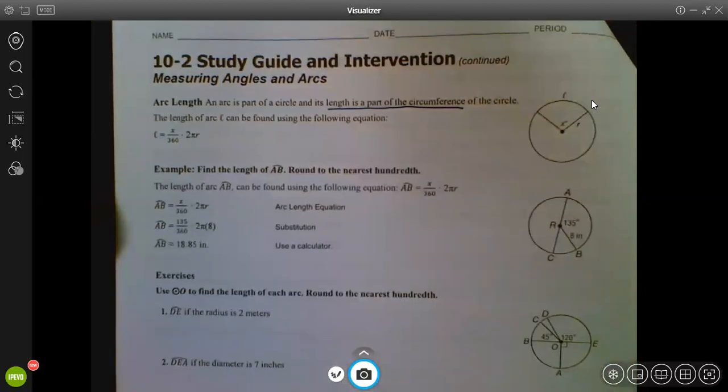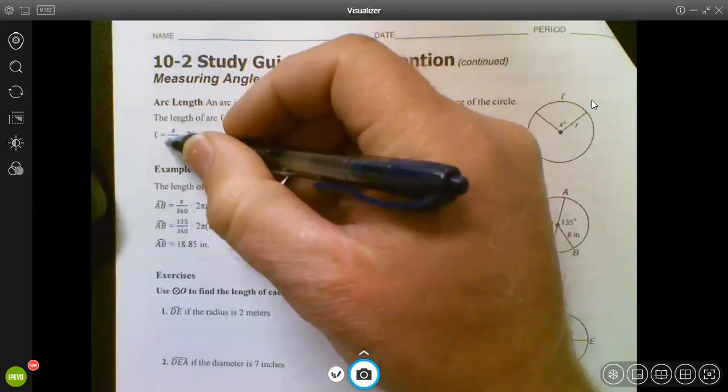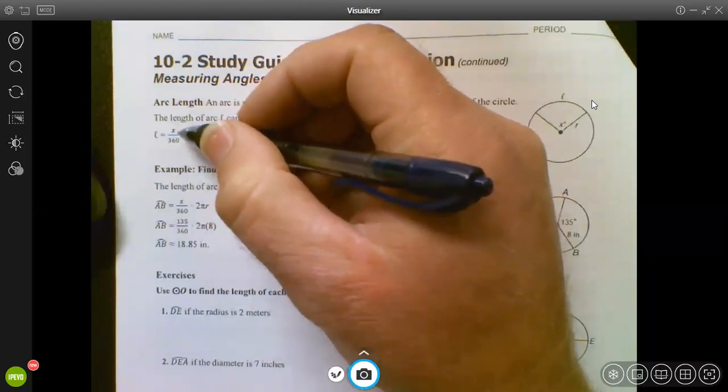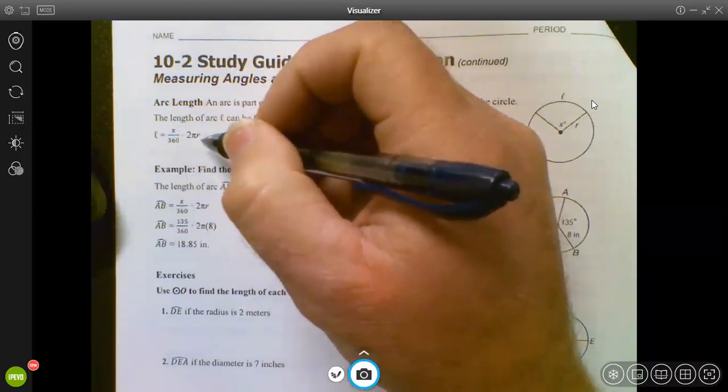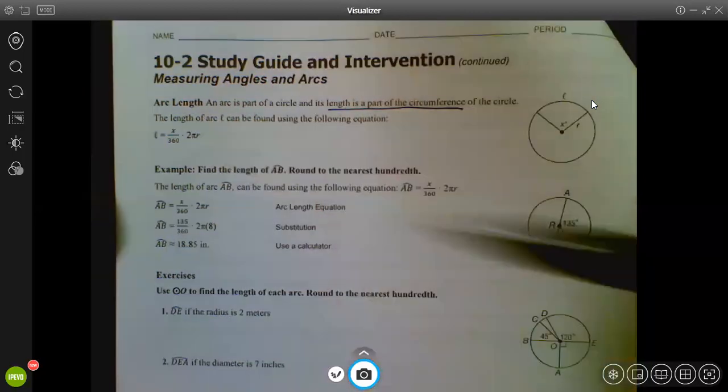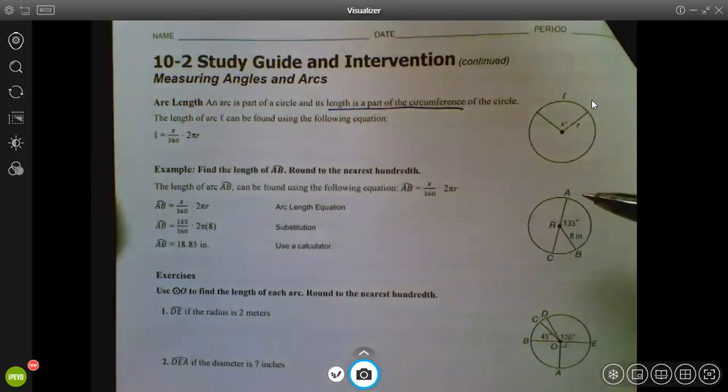So the length is simply part of the circumference. What we're doing with this little piece of the formula is we're trying to understand how much of the circle it represents, and then we multiply that by the circumference. For example, here's a real easy one. If the measure was 180, just go with me on this. That's not this one, obviously. But if the measure was 180, like maybe this one right here, AC.